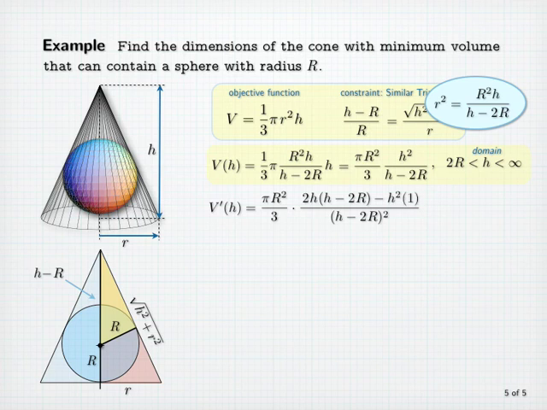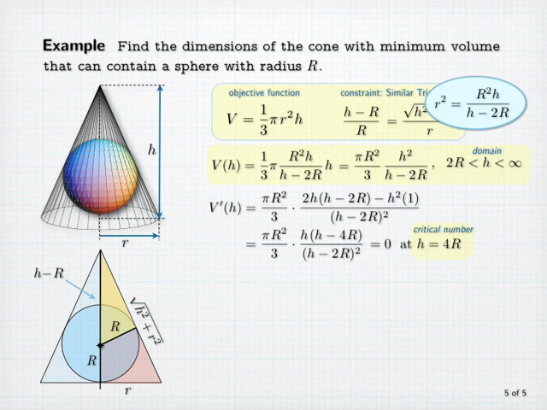Now we simplify the numerator. It becomes h squared minus 4 capital R h. We can factor that to get h times h minus 4r in the numerator. This makes it easy to see that V prime of h is equal to 0 when h equals 4r. That's the only critical number in the domain of the function.